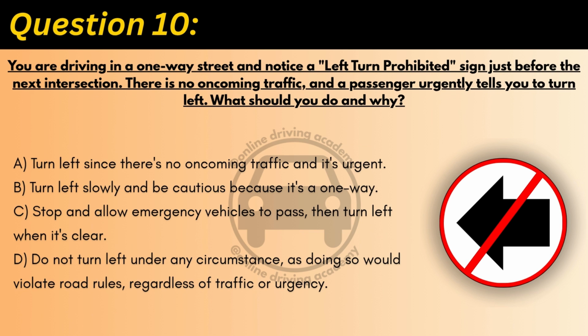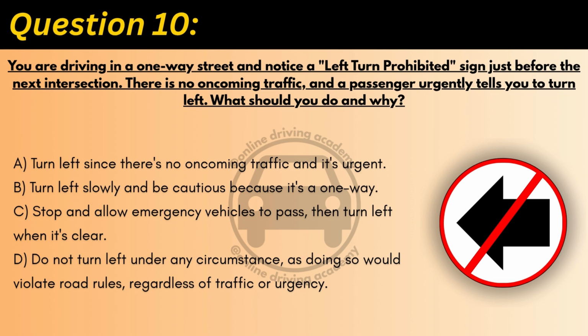You are driving in a one-way street and notice a left turn prohibited sign just before the next intersection. There is no oncoming traffic and a passenger urgently tells you to turn left. What should you do and why? So automatically we should know that if there's a left turn prohibited sign, it means that you are not allowed to turn left under any circumstances. So option A says turn left since there's no oncoming traffic and it's urgent, and that's going to be incorrect.